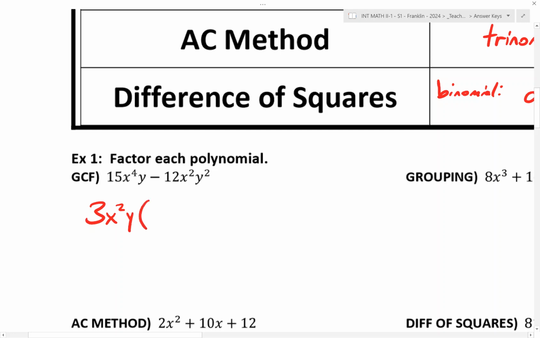And now we need to divide this out. So it's not enough to just identify the GCF. We must also factor it out. So that means divide each term by that GCF. And so we have 5x squared minus 4y. And then that is all. Double check this binomial, but it is not a difference of 2 squares. So that is our answer there.